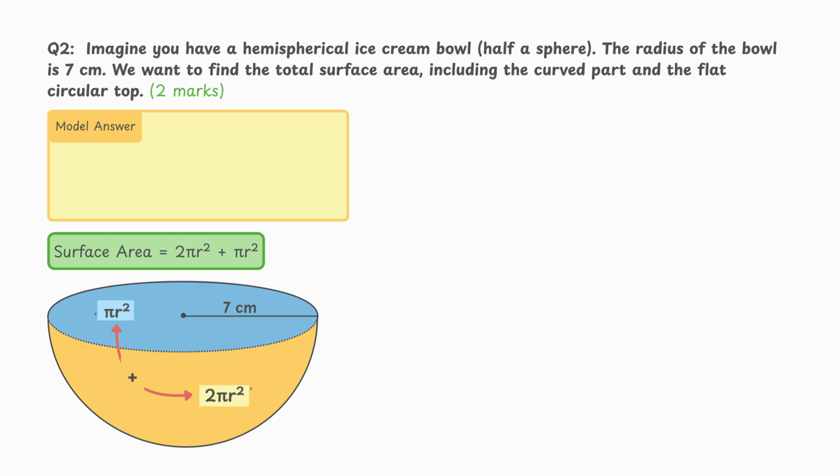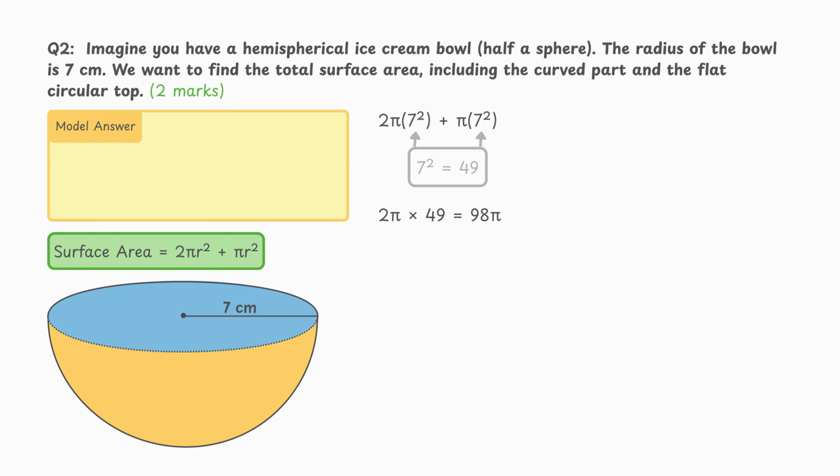Now we substitute the radius into the formula. The radius is 7 centimeters, so we write 2 pi times 7 squared plus pi times 7 squared. Now remember, 7 squared means 7 multiplied by 7. 7 times 7 equals 49. So now the calculation becomes 2 pi times 49 plus pi times 49. Let's calculate each part separately. First, 2 times 49 equals 98, so the curved surface area is 98 pi. Next, for the flat circular top, pi times 49 equals 49 pi.